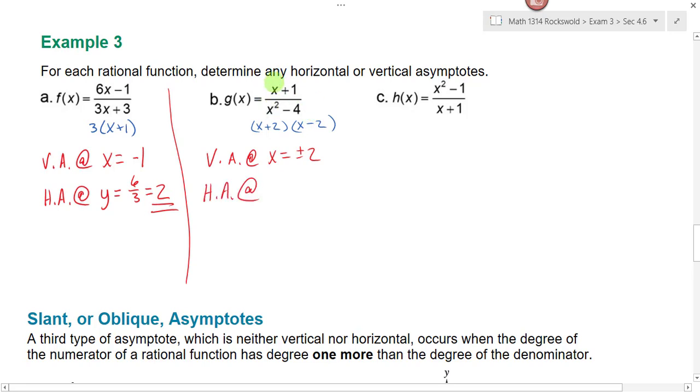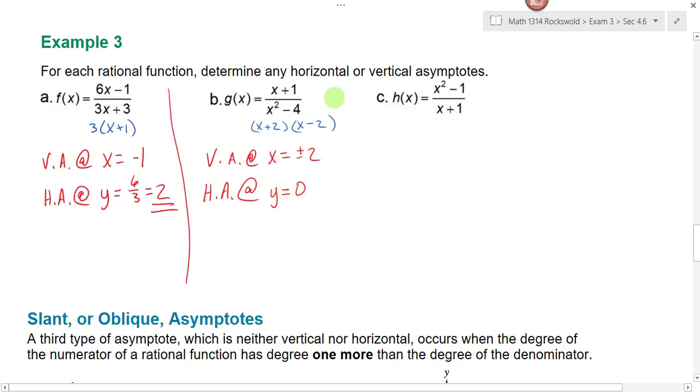The degrees are different, but this is a proper fraction because the degree of the numerator is less than the degree of the denominator. The x-axis is our horizontal asymptote if we have a proper fraction for our degrees. The degree on top is less than the degree on bottom. So I have a horizontal asymptote at y equals 0.